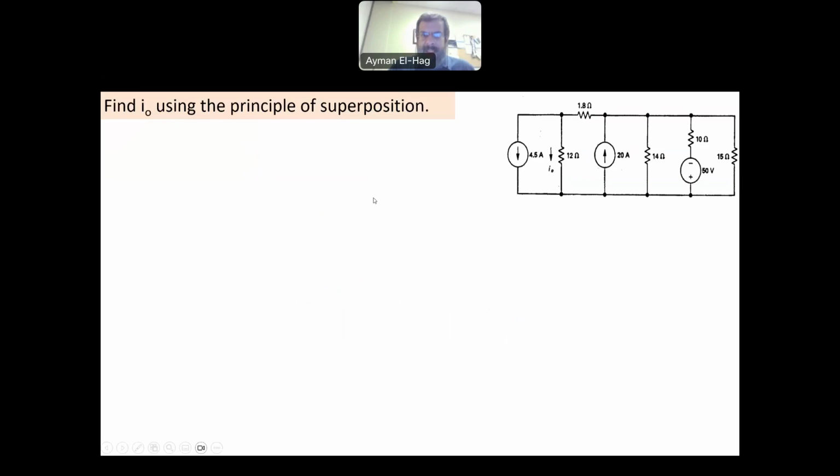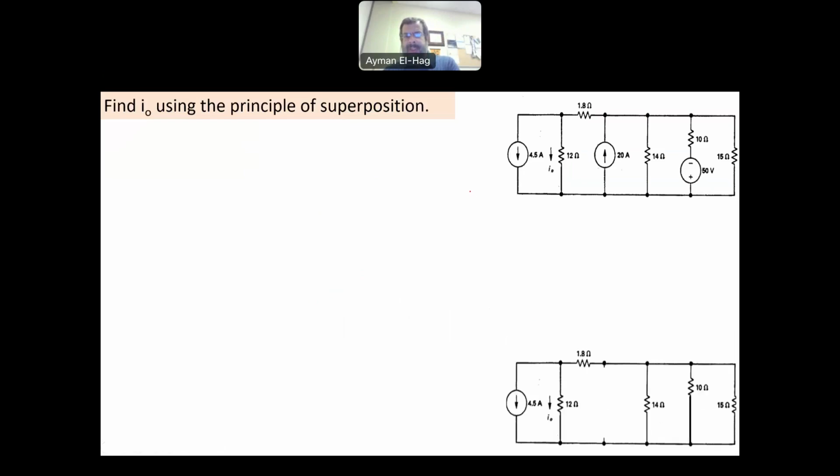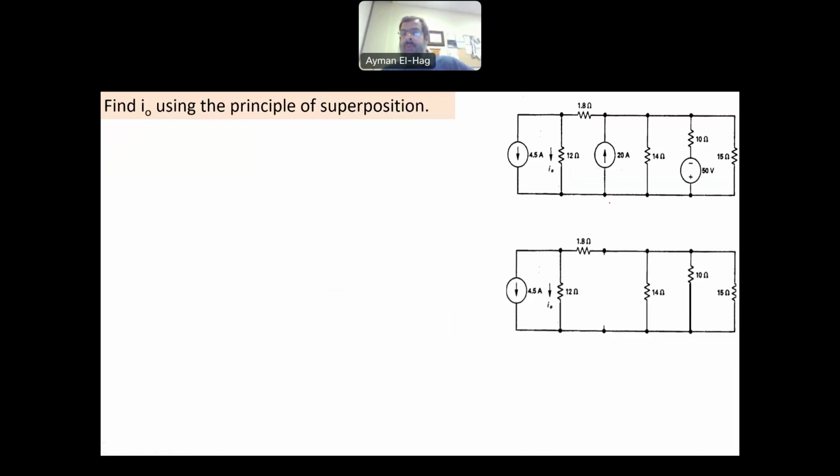So let's start solving this example here. We want to find I0 using the principle of superposition. So here, we remove two sources. Now, how to remove the sources? We set the current equal to 0, so it's an open circuit. So I remove the 20 amp source here, and it becomes an open circuit. And I remove the voltage source by setting the voltage equal to 0, which means this is a short circuit.